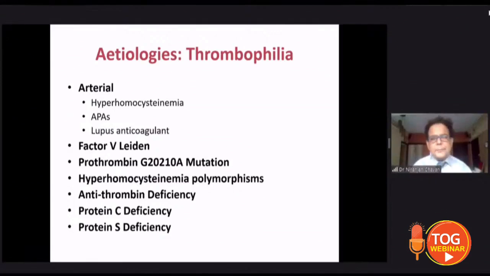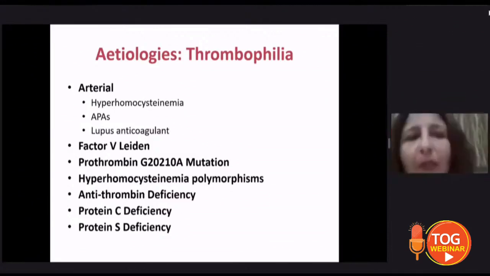So, etiology, thrombophilia. I'll continue with the etiologies from thrombophilia. They may be arterial, where we have hyperhomocysteinemia. Then the antiphospholipid antibodies, lupus anticoagulants.